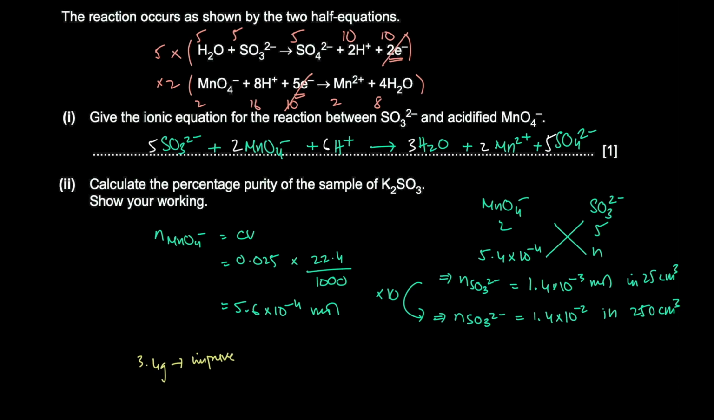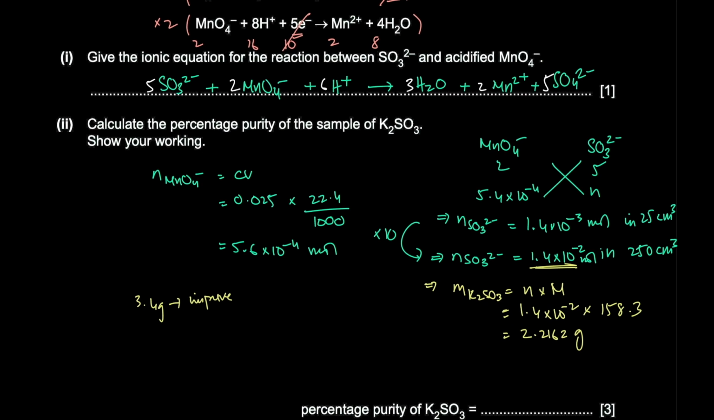We know that in this, the pure potassium sulfite is 1.4 into 10 to the power of minus 2 moles. So we can say that the mass of potassium sulfite is equal to the number of moles times the molar mass. So the number of moles is 1.4 into 10 to the power of minus 2. The Mr of potassium sulfite is 158.3, which you can calculate using the periodic table. And what you end up getting over here is 2.2162 grams.